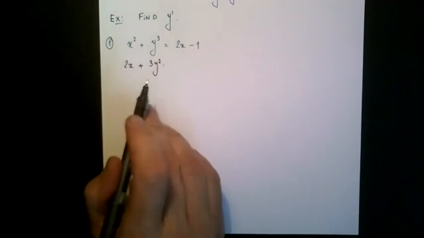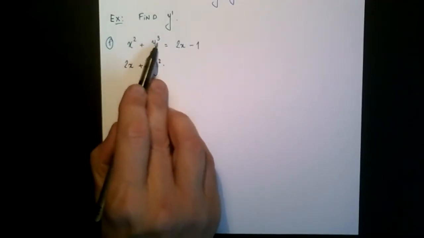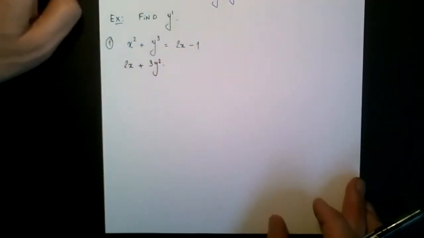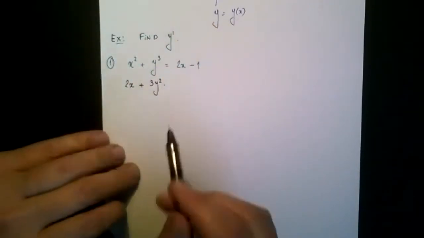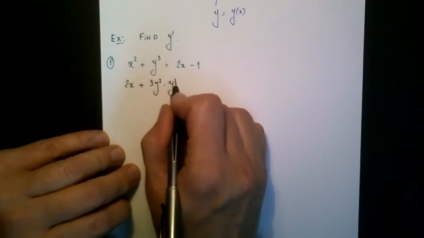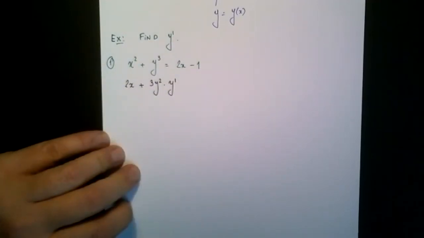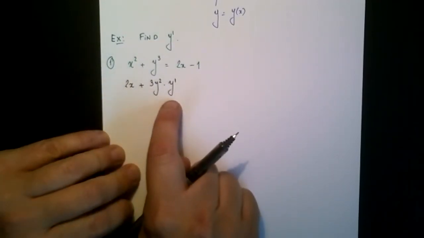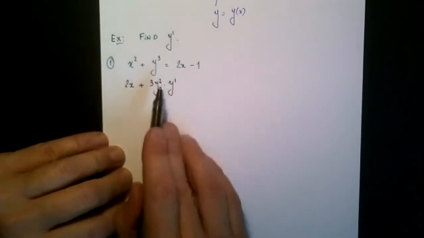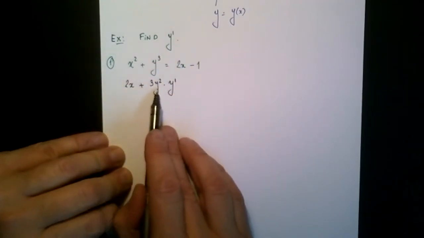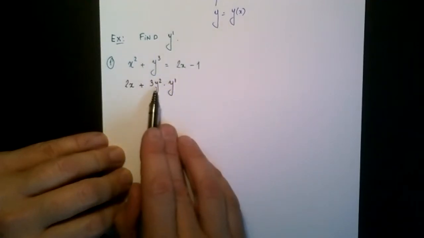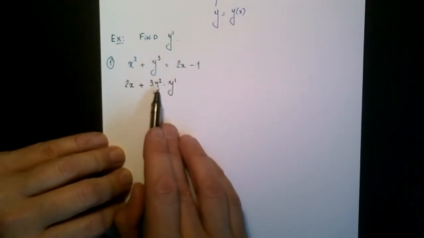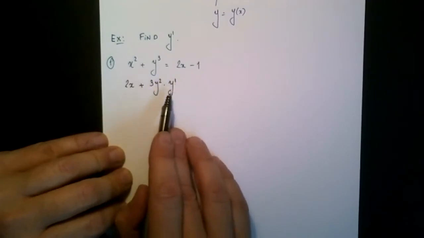3y² times, don't forget the chain rule, right? Because y is a function of x. Okay, so y is a function of x, so I also have to do y prime, times y prime, don't forget. Because y of x, y could be sine x, for example. Y could be ln x. If y is ln x, I have to do ln x prime. If y is sine x, I have to do sine x prime. Whatever's inside, whatever I put to the power of 2, I have to derive.